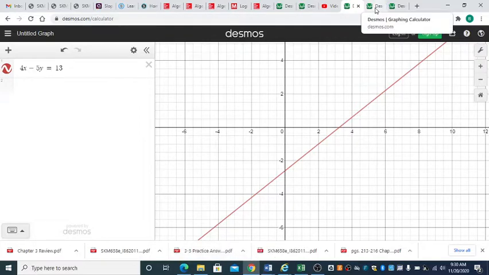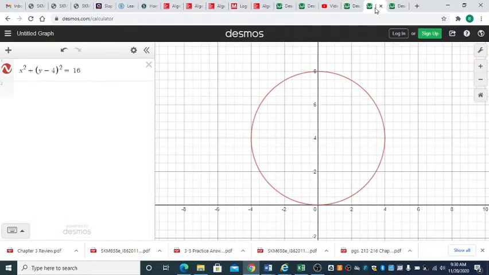If I use Desmos again for the second equation, the equation of a circle. Notice here the radius is actually 4. This is the radius, okay? The square root of that is the radius. And the x value is 0. The y value is up 4. I'll teach you about that next year in geometry. So here's the center at 0, 4, and it has a radius of 4. You can see that there's 4 right there, and then there'd be 4 on the other side, okay?